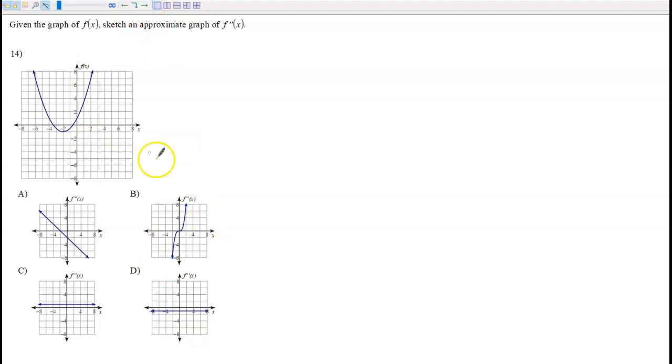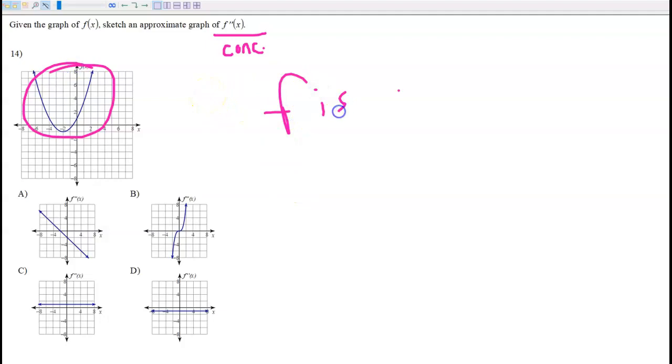I'm going to take a look at 14. Now this is a graph of f, and we're being asked to find a graph of f double prime. And that has to do with the concavity. So how would you describe the concavity of this graph? Well, f is always concave up on this graph.